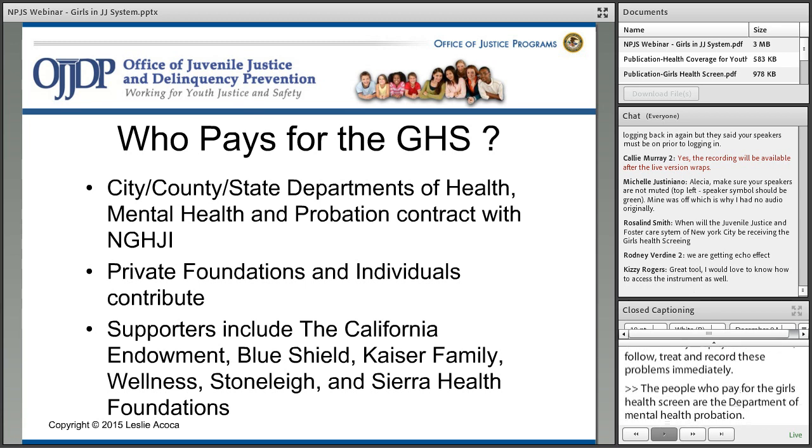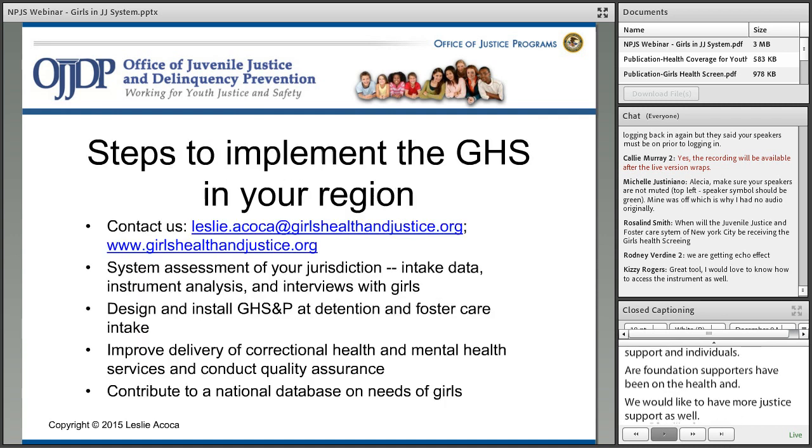We'd like to have more justice support as well. The actual implementation can be paid for increasingly easily through public funds. So if you want to implement the Girls' Health Screen, contact us.